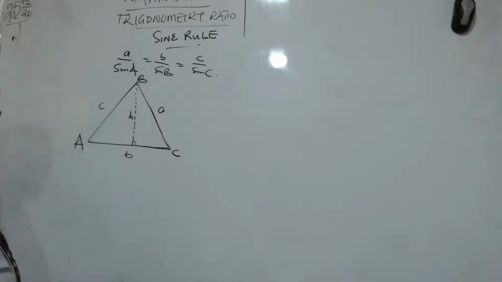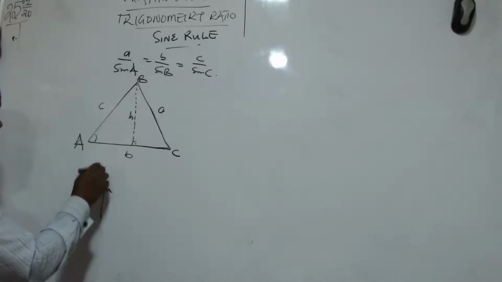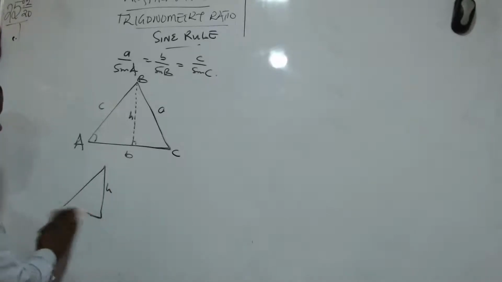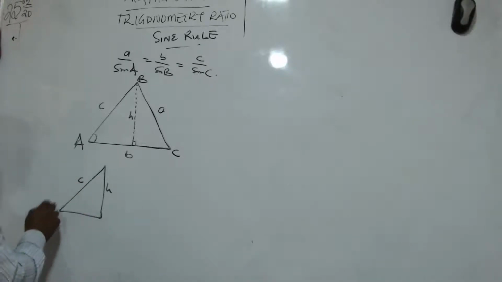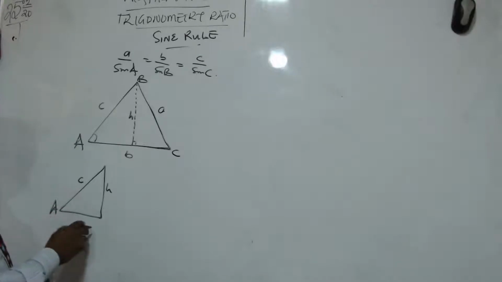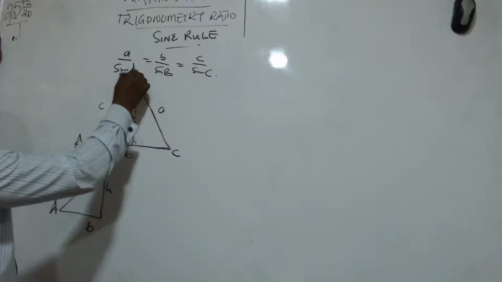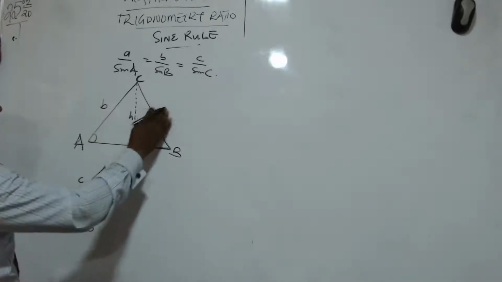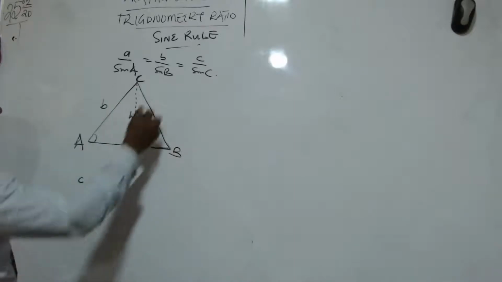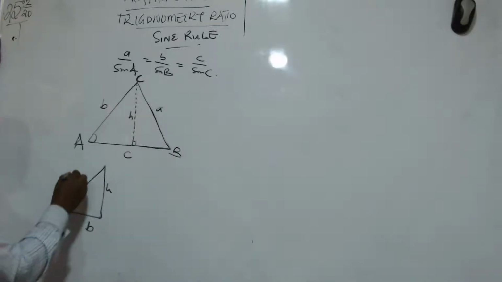Now remove one of the triangles. We're going to have something like this, with H. We have C, we have A, then we have B. So here we have B.